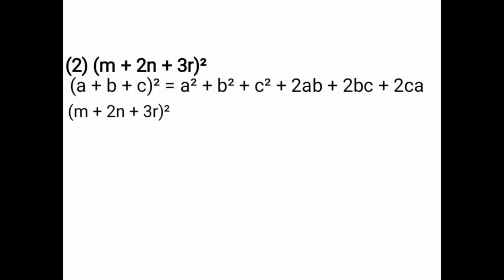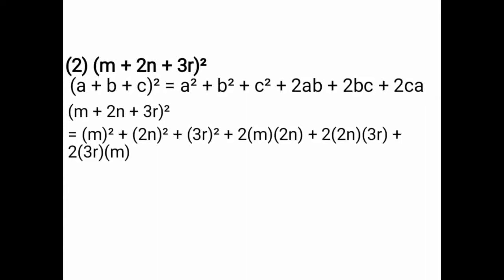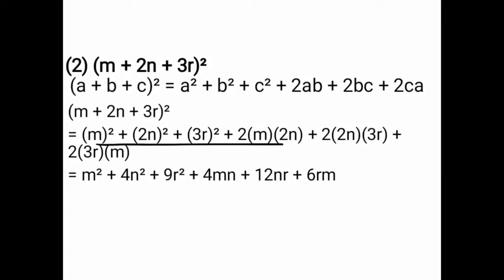(m plus 2n plus 3r) the whole square is equal to m square plus (2n) square plus (3r) square plus 2(m)(2n) plus 2(2n)(3r) plus 2(3r)(m). That is equal to m square plus 4n square plus 9r square plus 4mn plus 12nr plus 6rm. I have multiplied all this.